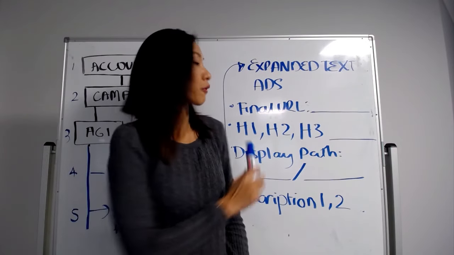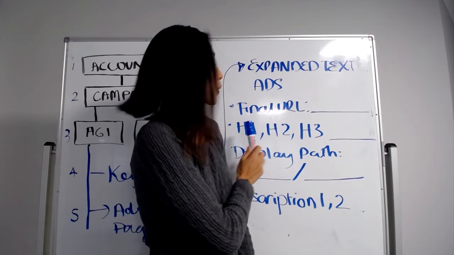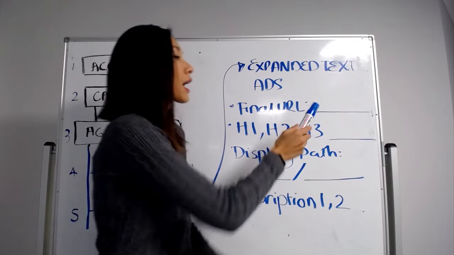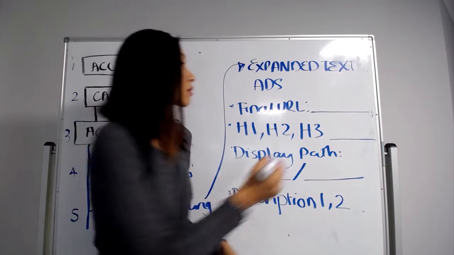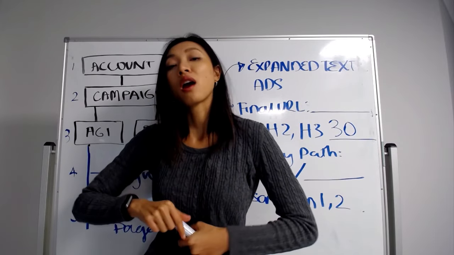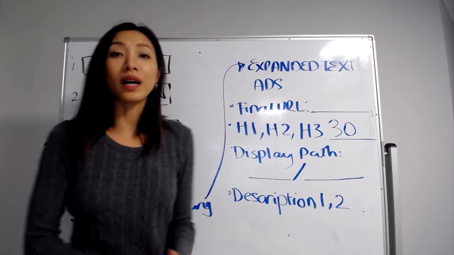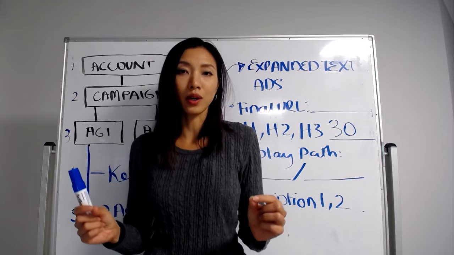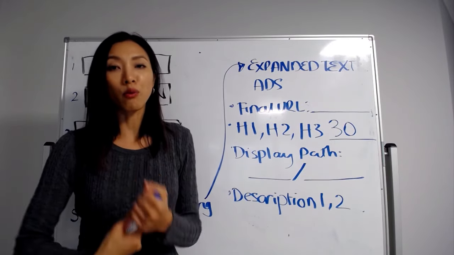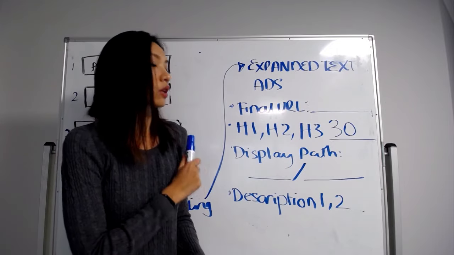You also have 3 headlines. I've abbreviated them to headline 1, 2, and 3. For headlines, you only have 30 characters. Each one of these headlines only gives you 30 characters. My recommendation for headline 1 is your target keyword and a hook. So you have your keyword with a reason why they should click on your ad.